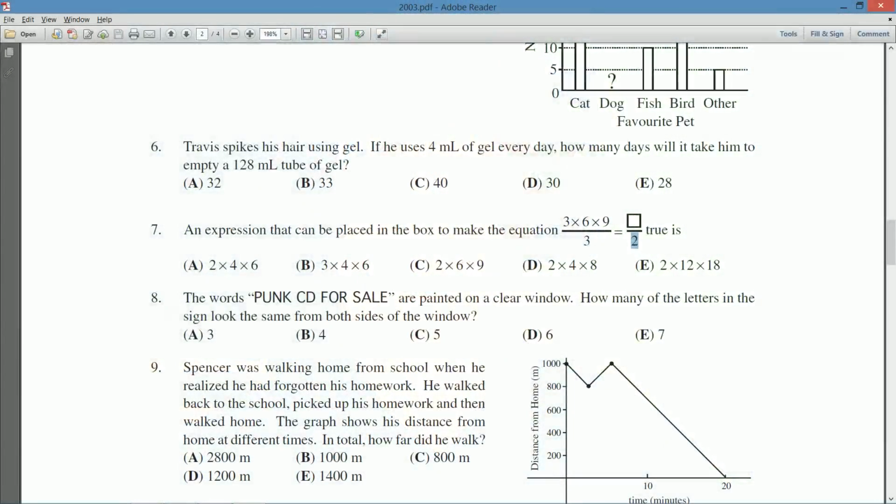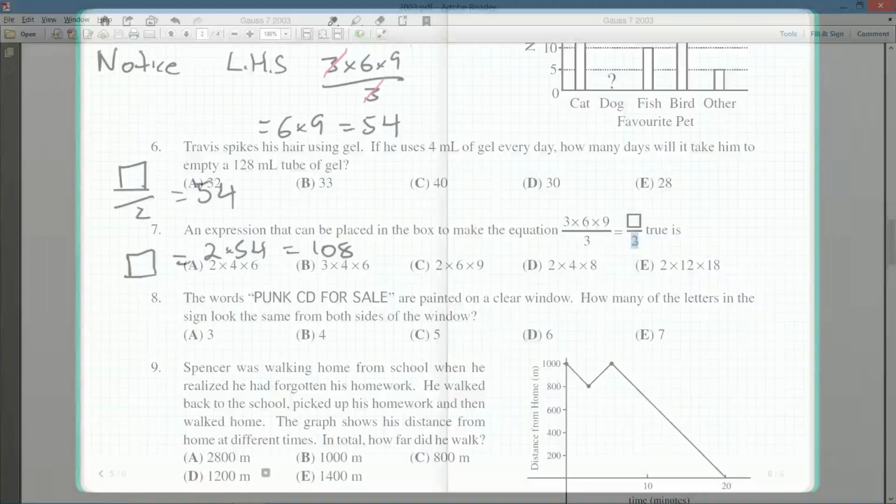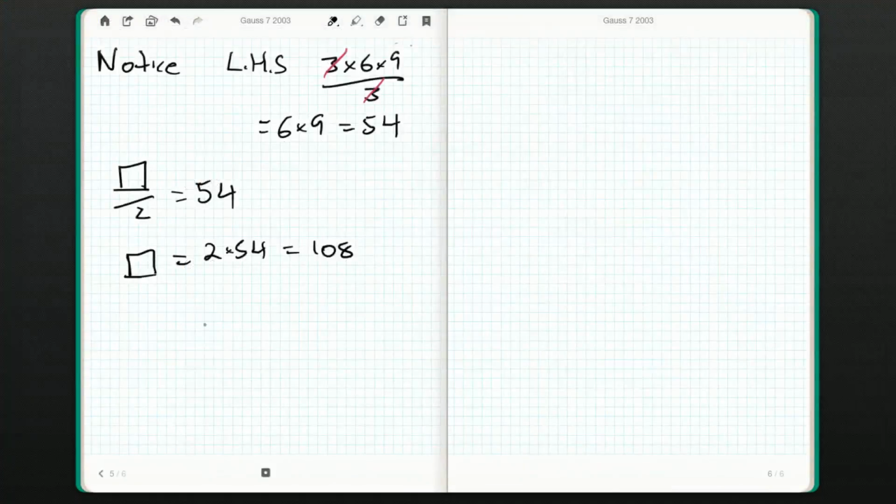As long as you get to the right answer, who cares how you did it? So you can take each of those expressions, put them into the box, and reduce that down. That's fine. Or you can do it this way. So, what are our expressions here? 2 times 4 times 6, that's the first one up. I want that to be equal to 108.